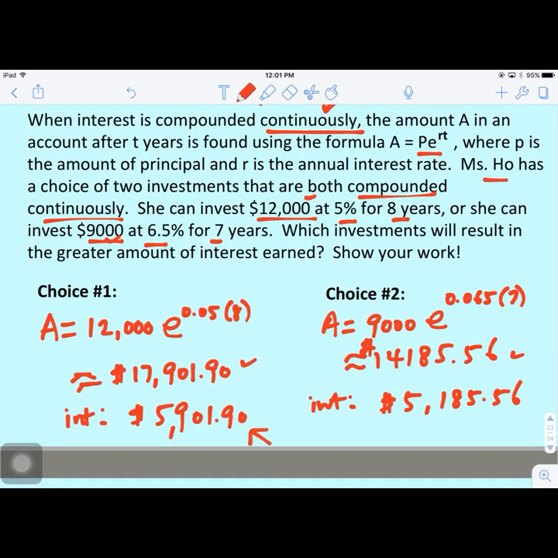So which investment will result in a greater amount of interest earned? Well, the answer is pretty clear. The first investment, A, is going to give us a higher interest.